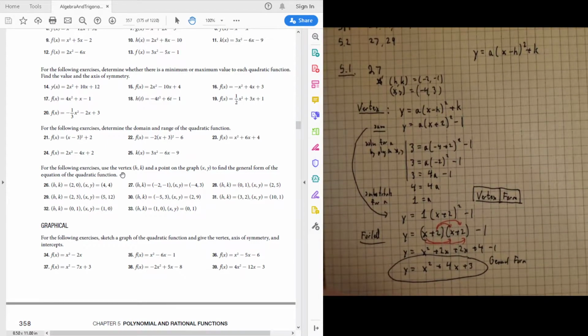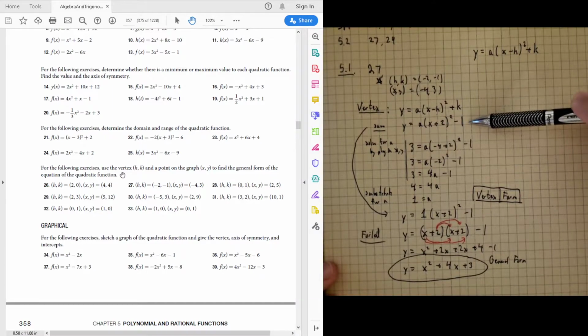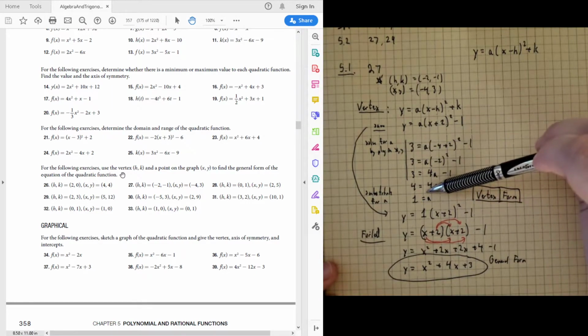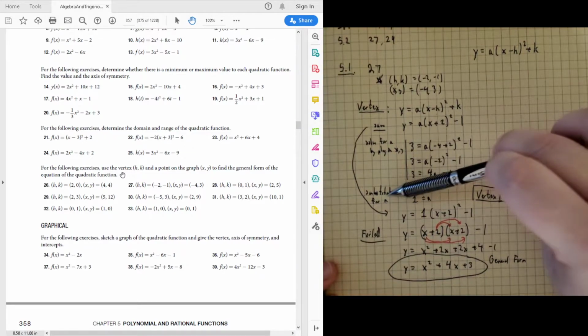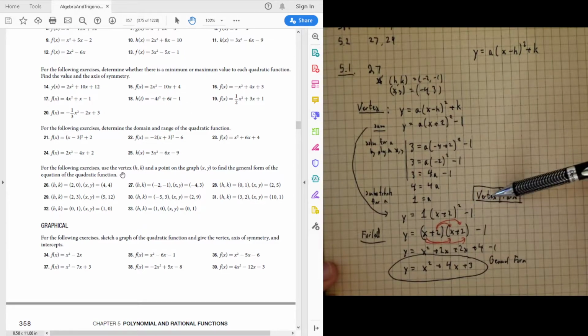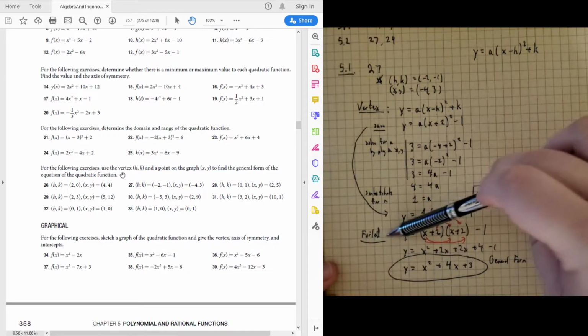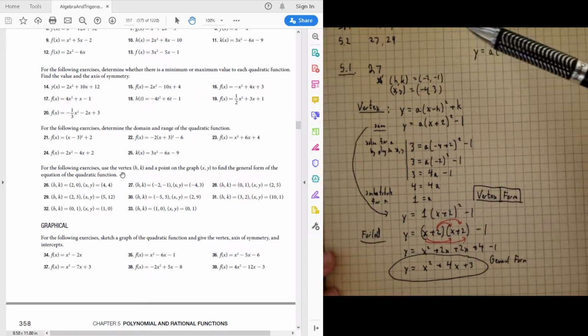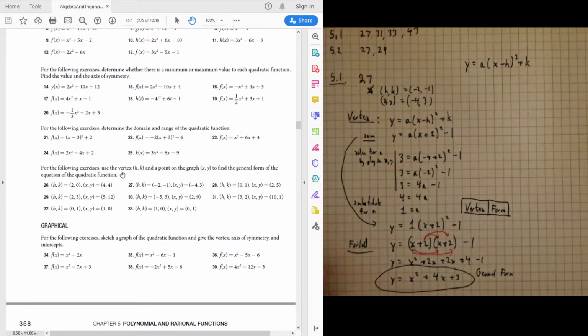So notice how we did these steps. Step 1, we used the vertex form and plugged into it. Step 2 was we then plugged in x and y and solved for a. Step 3 was we went ahead and substituted back in and got this new equation in vertex form. And because it's a general equation, step 4, the final step, was we had to FOIL it out and simplify. And so 27, 31, and 33 are all very similar. So let's look now at 31.